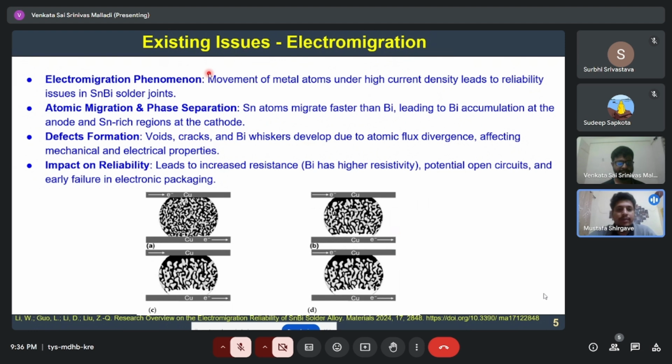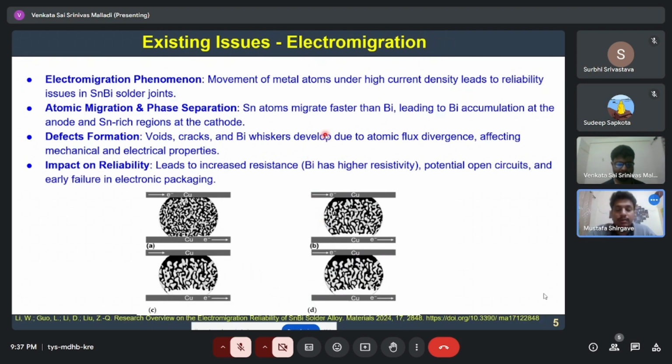So, hi everyone, myself Mustafa, and I'm explaining this slide of another existing issue, the electromigration. What is the electromigration phenomenon? It is the movement of metal atoms under high current density, which leads to reliability issues in tin bismuth solder joints. The atomic migration and the phase separation.